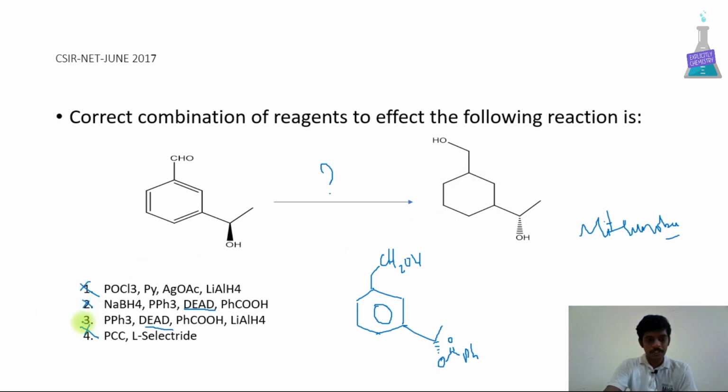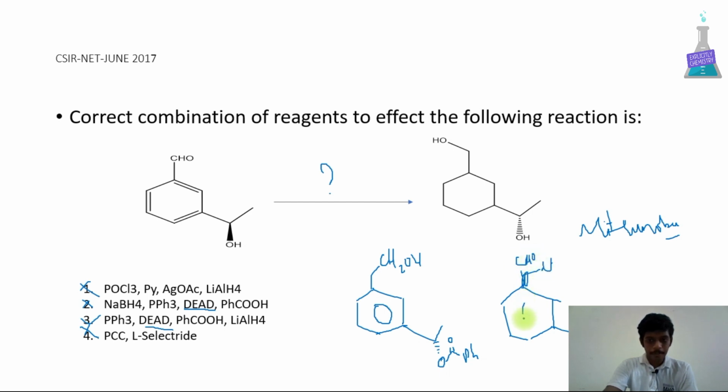If you take option 3, first PPh3 and DEAD are added here. So we can do this one: O, double bond O, Ph, CH2. Here the CHO will be present.